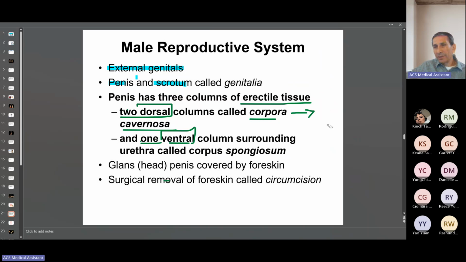So that's what we call impotence, right? Or erectile dysfunction. So it has 3 columns, 2 dorsal on the back, 1 ventral in the front. That ventral is the one that surrounds the urethra. And this is called the corpus spongiosum. Again, one is cavernosa. We're not going to give the same name to cavernosa and spongiosum, because it means the same. It has little spaces in between that are going to be filling with blood. The spongy is the same, but we just don't want to repeat the same name.